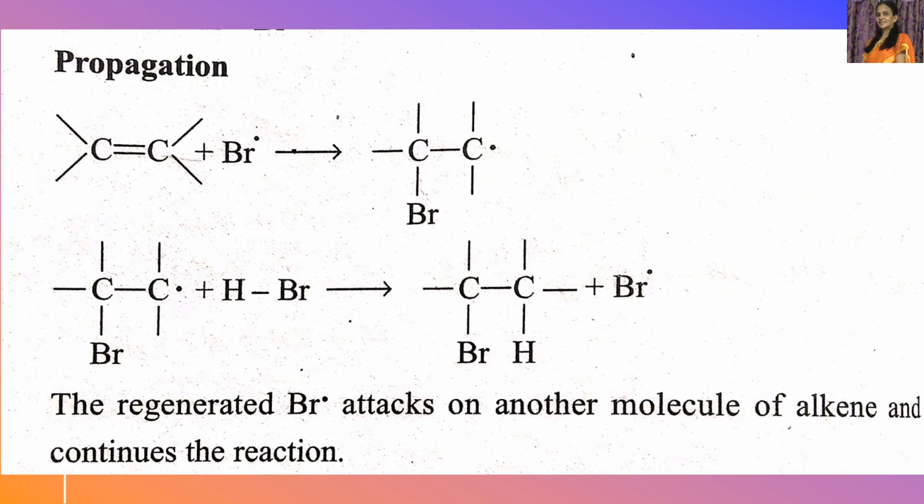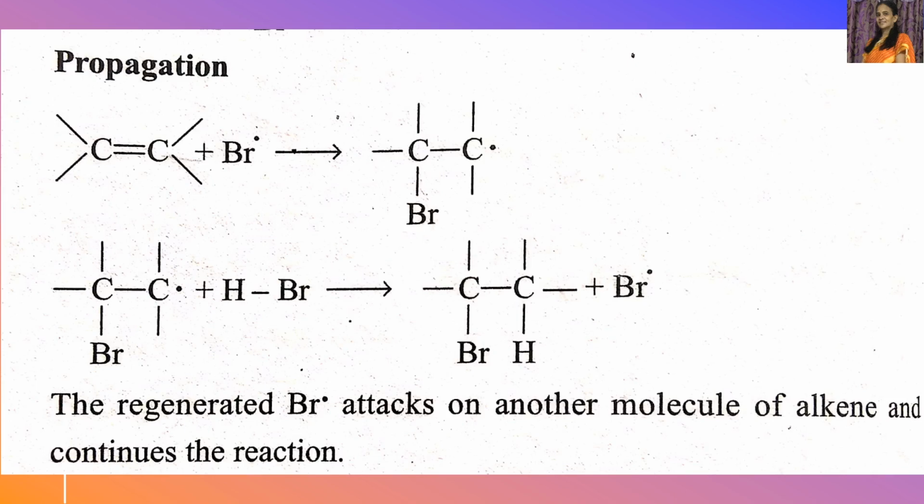And this Br free radical is regenerated, and this participates in the first step. So this chain reaction propagates: these two reactions, the second and third reactions, repeatedly take place to form the product. The product is obtained in which hydrogen gets added to one carbon and Br is added to another carbon of an alkene. So the final product is an addition product, an alkyl halide addition product.